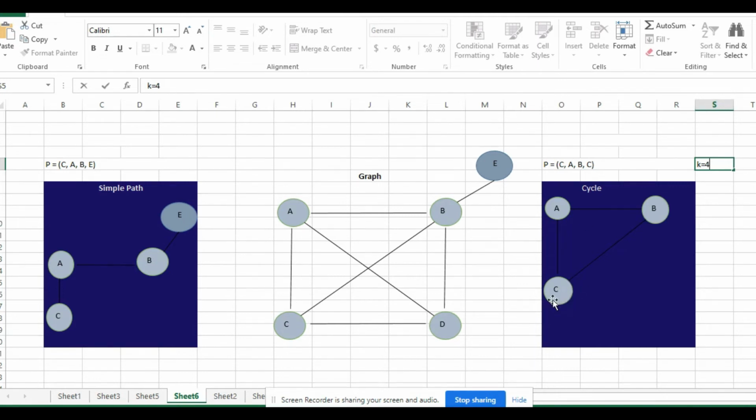That means we have started from a certain vertex, and we have gone through a certain number of vertices and returned to the same vertex again. So this is a cycle. This can be called a cycle.